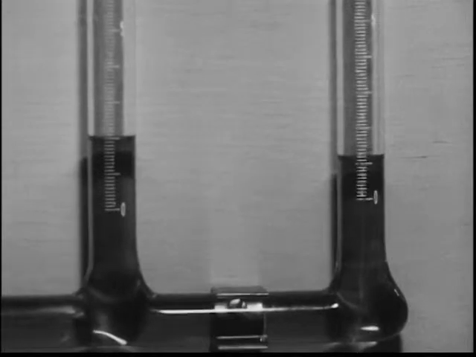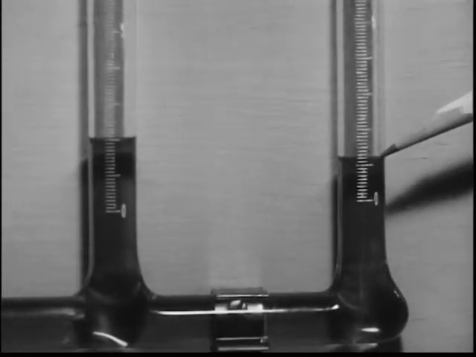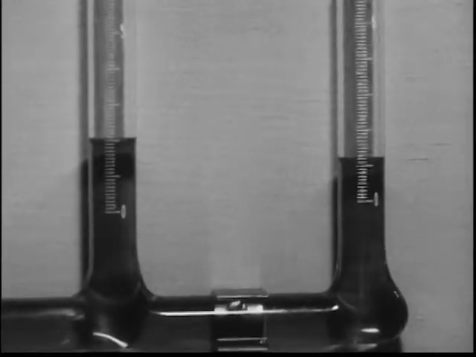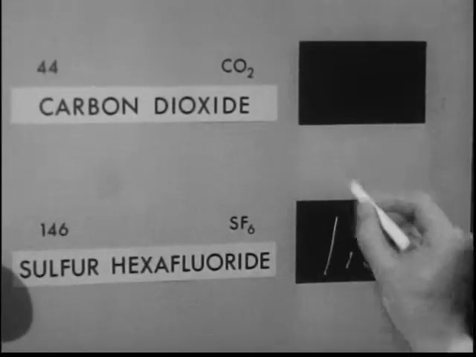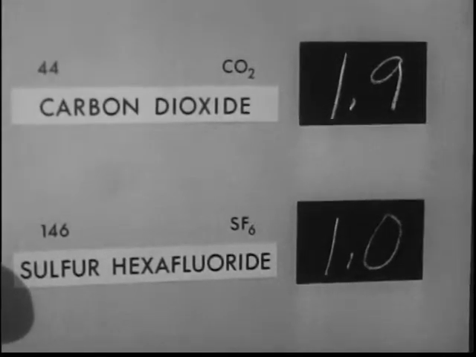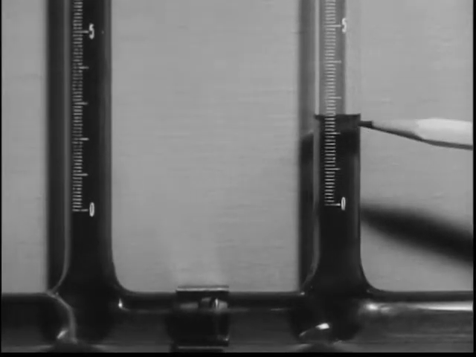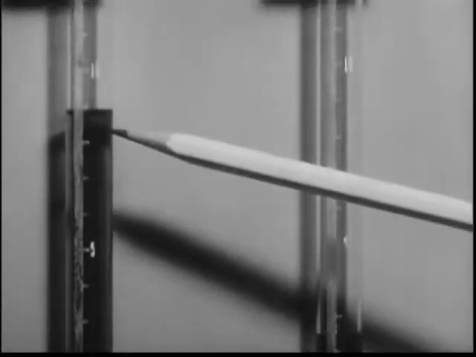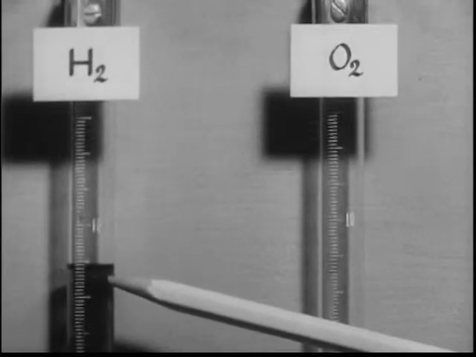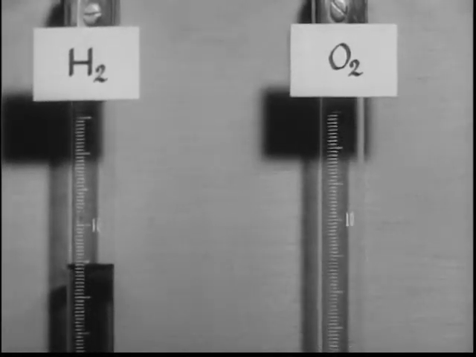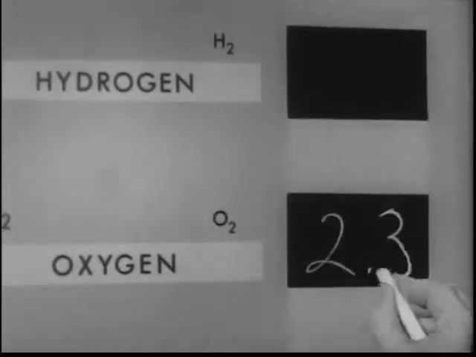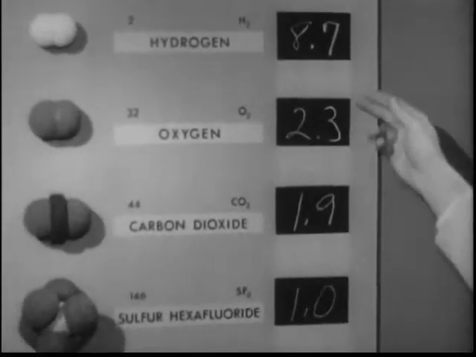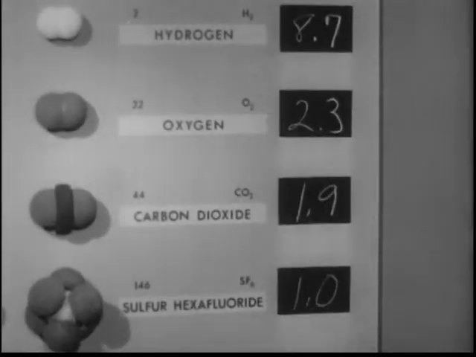Well, reading the bottom of the meniscus, 1.0 volume of sulfur hexafluoride has escaped, and 1.9 of carbon dioxide. For oxygen, 2.3, and for hydrogen, 8.7. Are the rates of escape related to the molecular velocities of these gases?